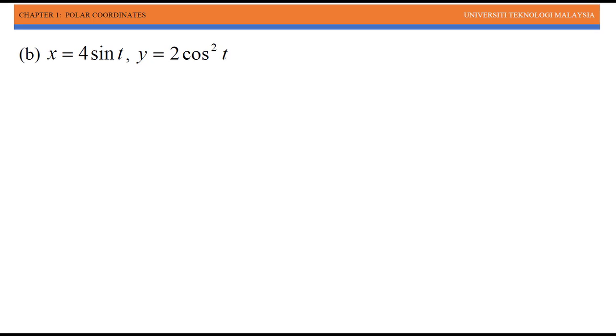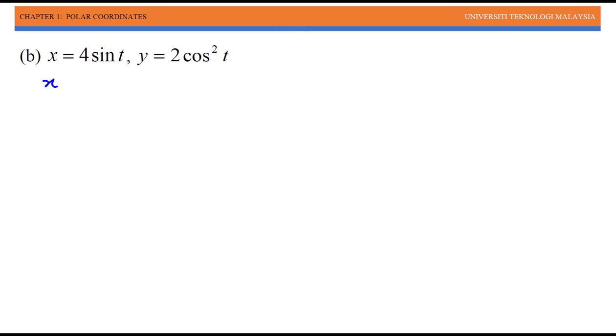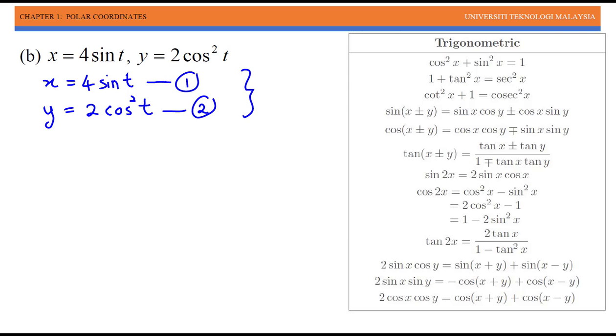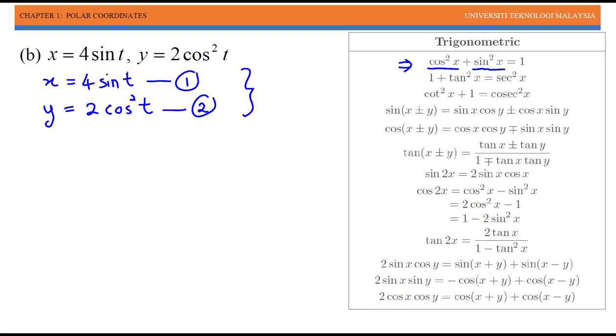Now next, example 1b. You have x equal to 4 sine t, this one is equation 1, and then you have y equal to 2 cos squared t, this one is equation 2. So you see that these are related to each other. So you have to look at the formula of trigonometry properties. You check, okay, you have sine and cos, so this one is suitable to answer this question.